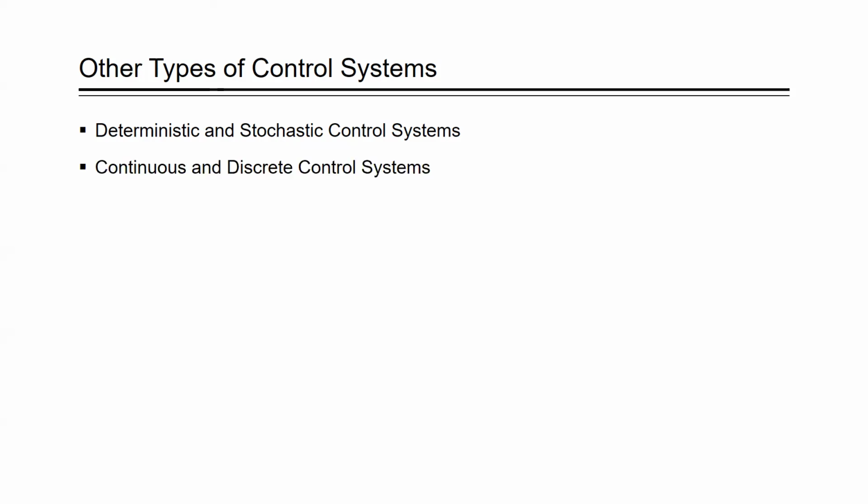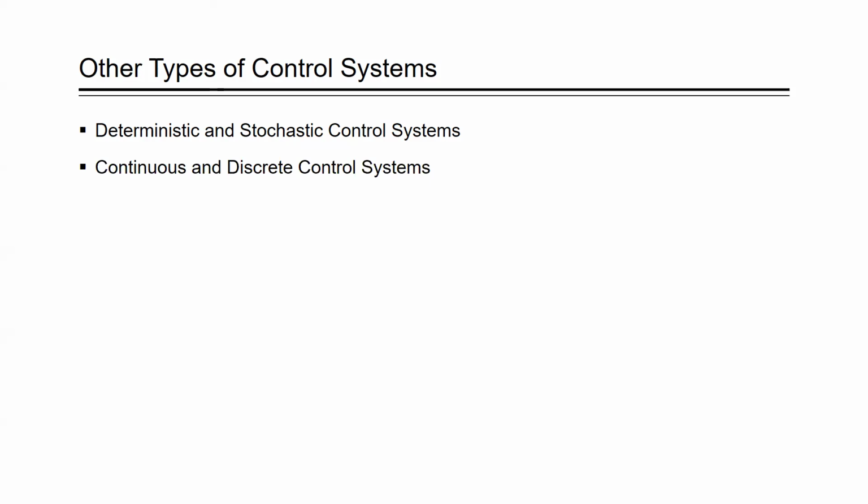Now, apart from this, there are many other types of control systems. You can classify control systems in other categories as well. So let us look at some of them. The first one here is deterministic and stochastic control systems. If you can determine the output of a control system over time, then it's deterministic. However, if the control system exhibits some random properties and you cannot accurately determine its output over time, then it's stochastic. You have continuous and discrete control systems.